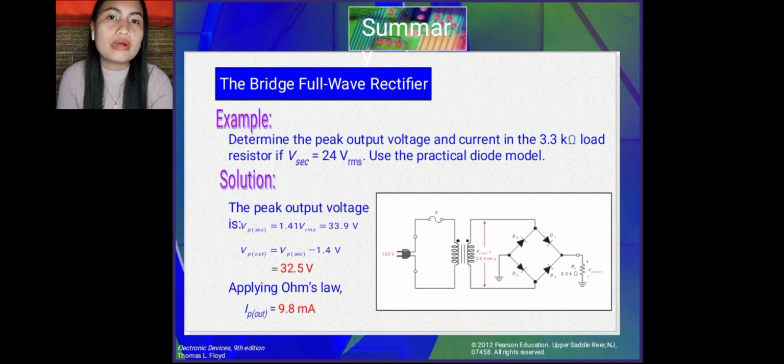So, back to the problem, hinahanap din natin yung current. So, gagamitin natin yung formula ng current which is current is equal to voltage over resistance. So, we will divide the value for voltage which is 32.5 into the resistance sa given na 3.3 kilo ohms. So, applying the Ohm's law, we can get the output current is equal to 9.8 milliampere.